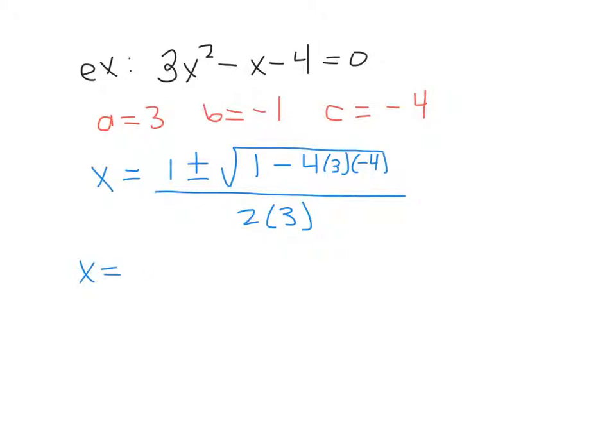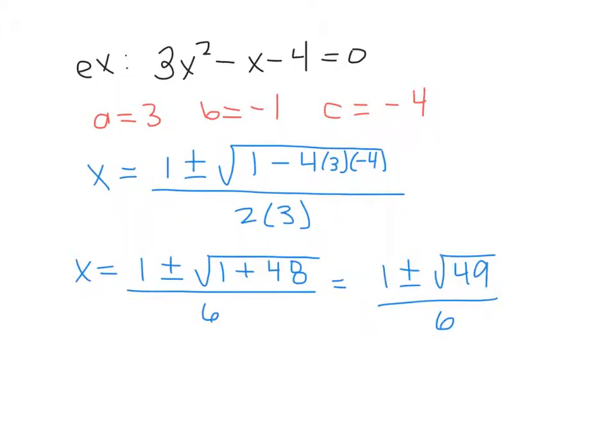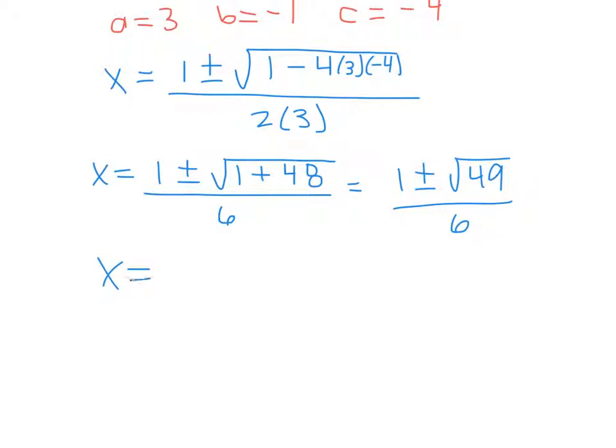So we have x equals 1 plus or minus. Under the square root, we've got 1, and then minus 4 times negative 4 is 16, times 3 is 48. So 1 plus 48 underneath the square root, all over 2 times 3, which is 6. So 1 plus or minus the square root of 49, all over 6. So we have x equals 1 plus or minus 7, all over 6.